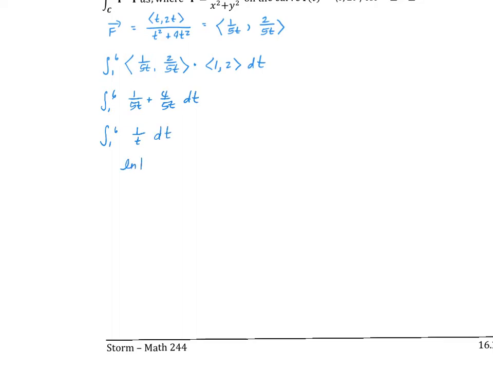That's going to be natural log absolute value of t evaluated from 1 to 6. So it's going to be natural log of 6 minus natural log of 1, which is simply 0. This just becomes natural log of 6. All right, moving on.